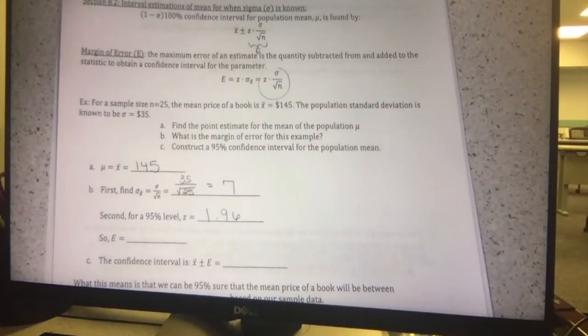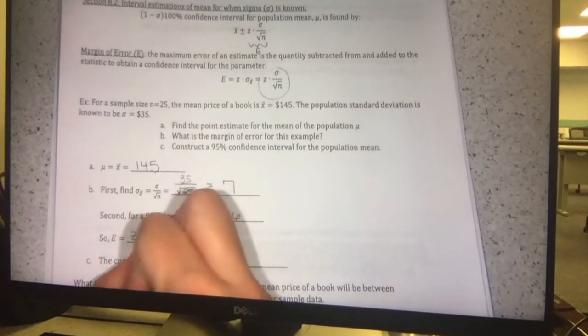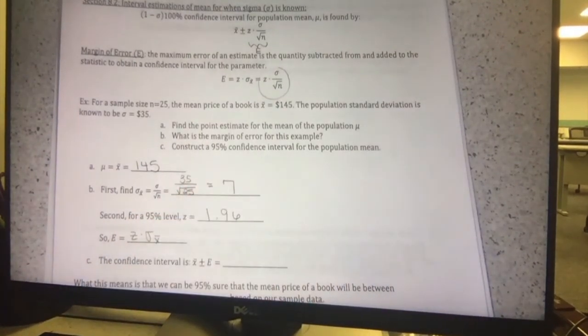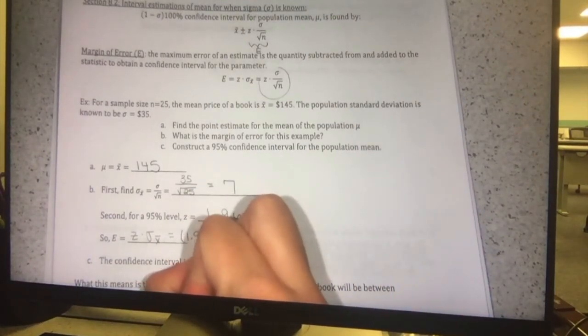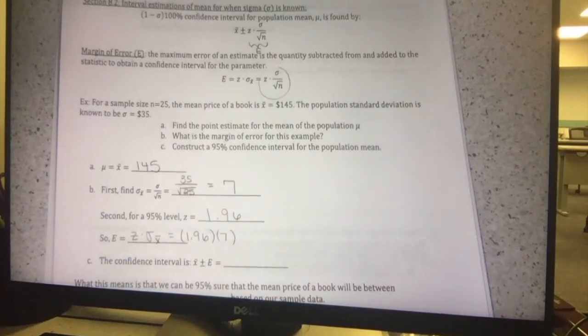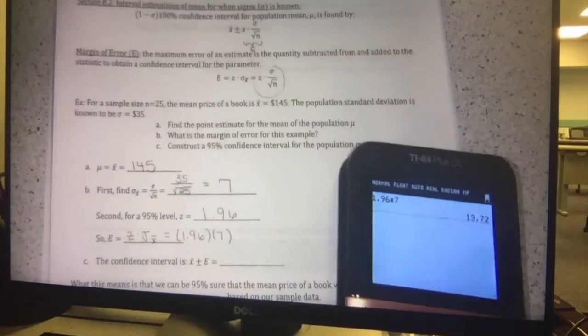So that means our E is our Z times our sampling standard deviation. So 1.96 times 7. So our margin of error is 13.72.